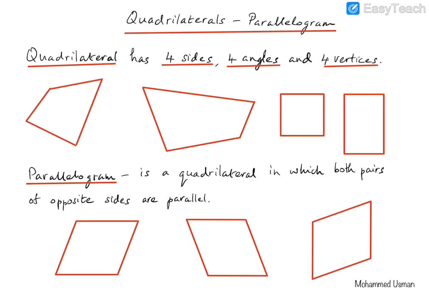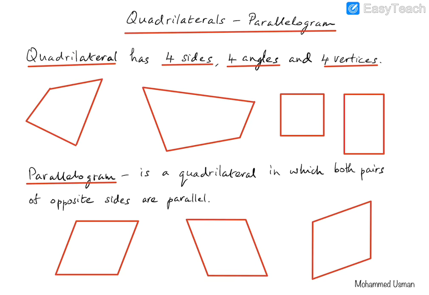It has four angles. So there's an angle here, there's an angle over here between these two sides, the third angle between these two sides, and the fourth angle is here. Four angles and four vertices. So that's vertex number 1, vertex number 2, vertex number 3, vertex number 4. Similarly, all these figures are quadrilaterals, which means they have four sides, four angles, and four vertices.